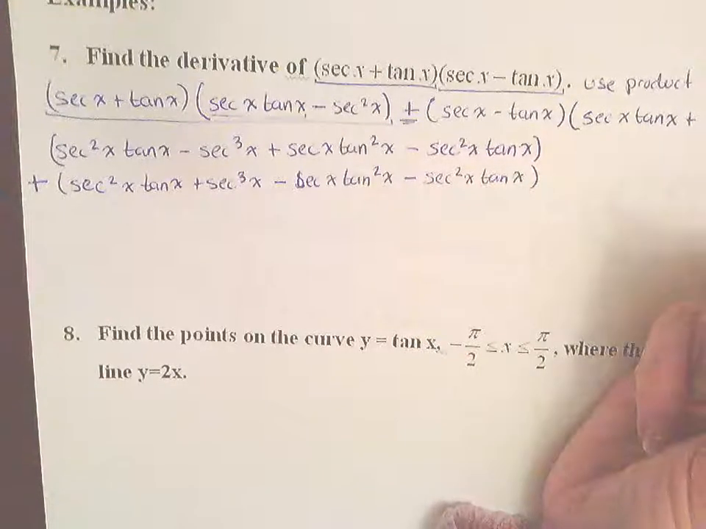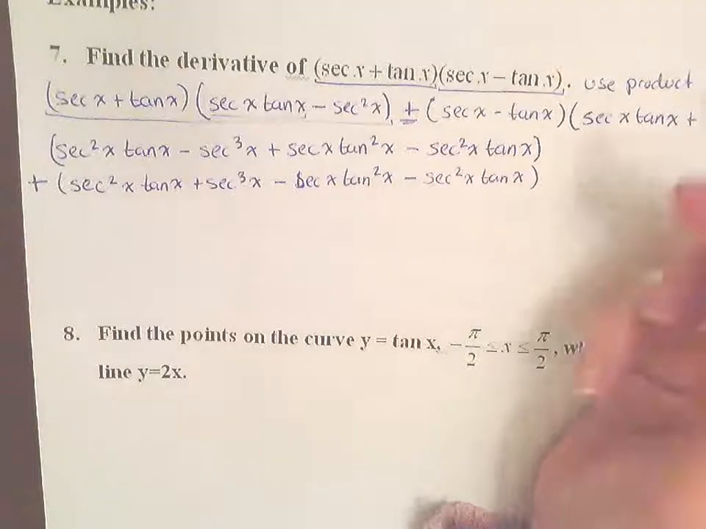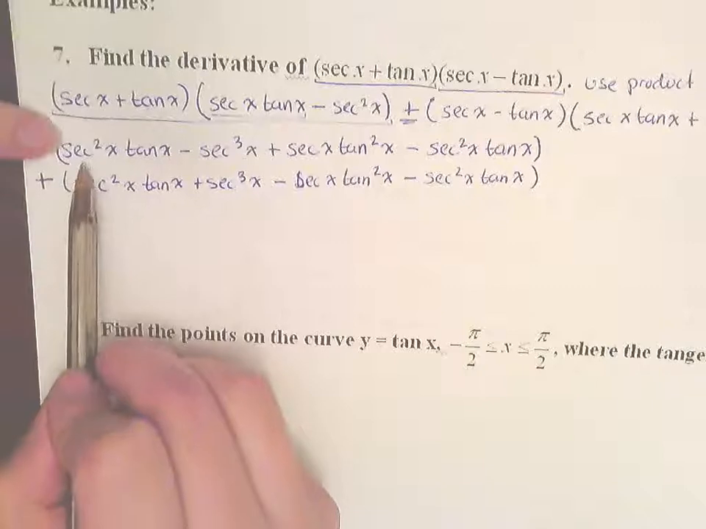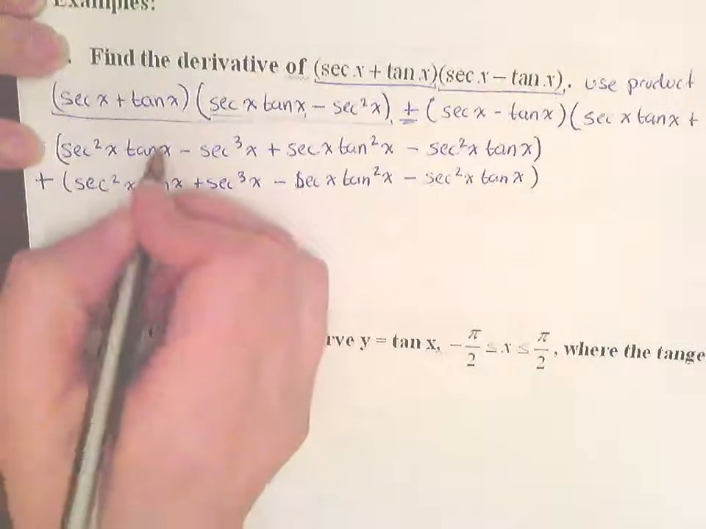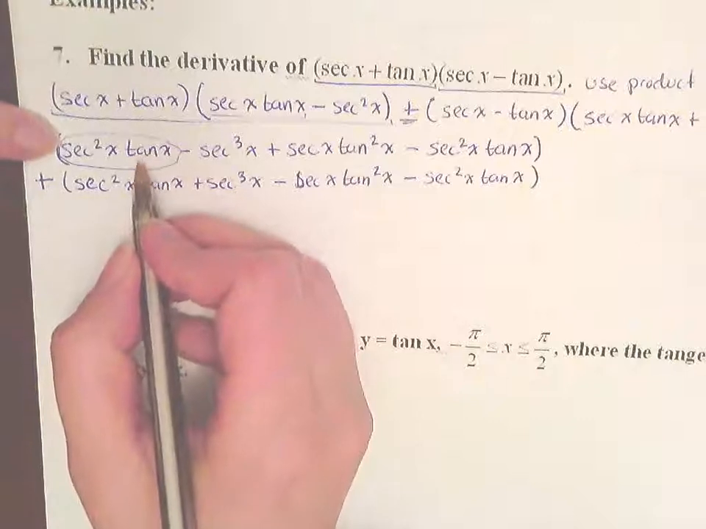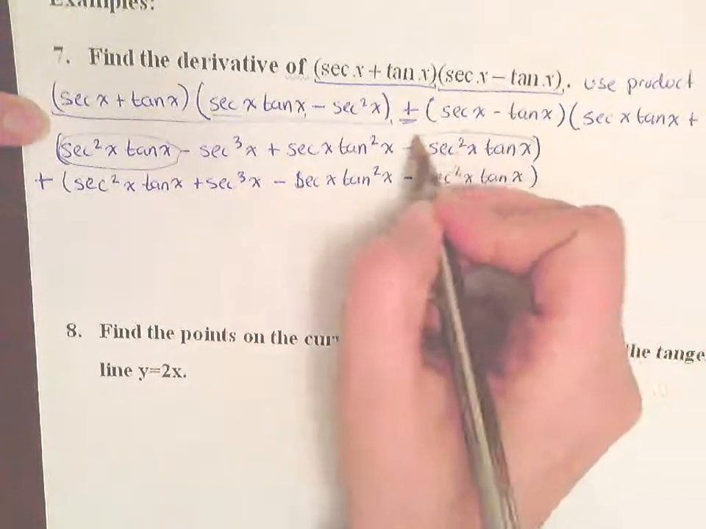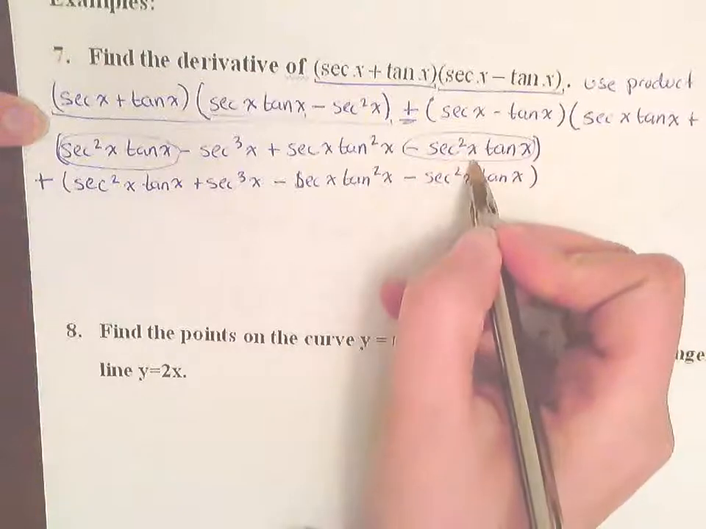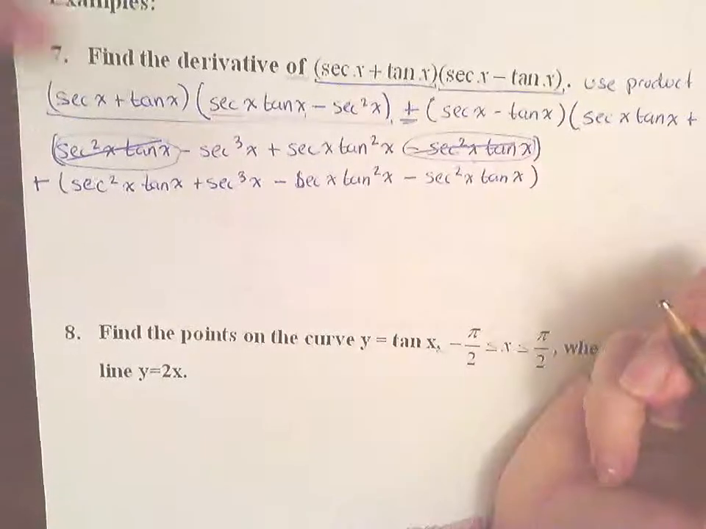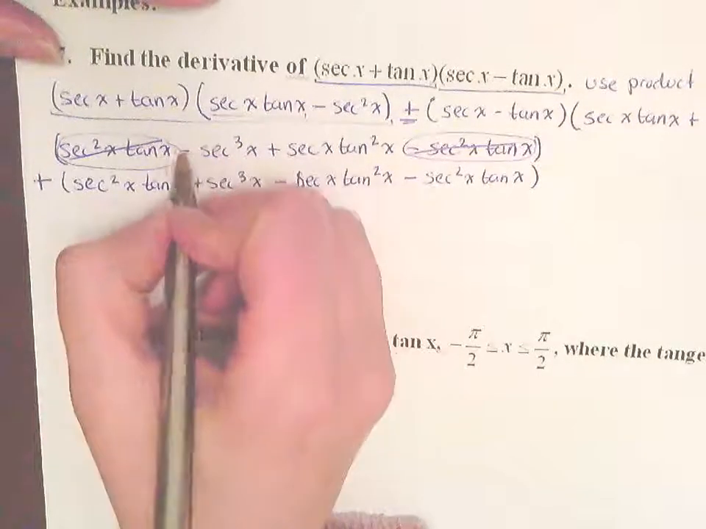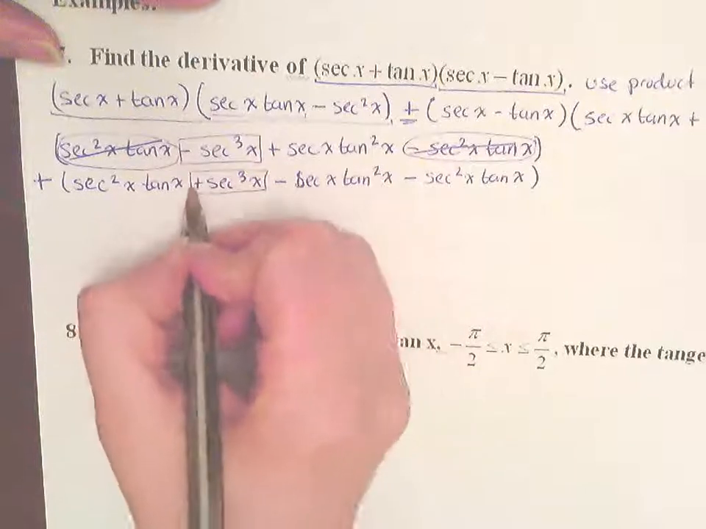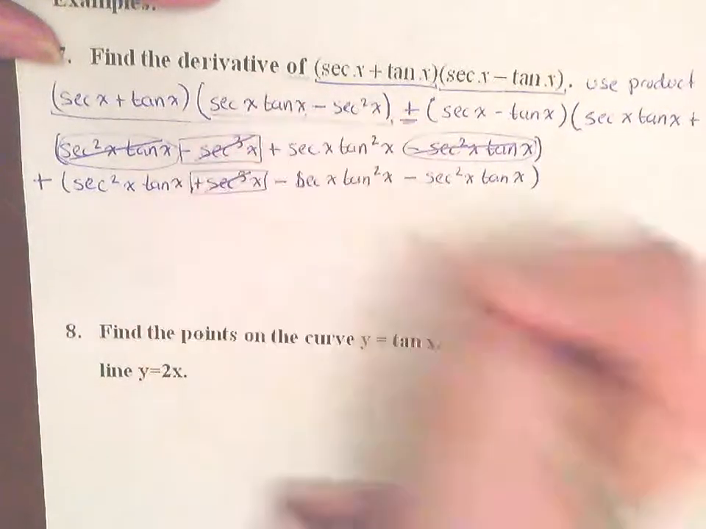Now what you notice is that you have a lot of very similar terms, so let's see what happens if we try to combine them. Here, secant squared of x tangent of x, I'm just going to lightly circle it. There's another one just like it right over here, and what do you notice? It's subtracted. So what happens to these two terms? They're gone. Next up is the secant cubed of x plus secant cubed of x. What happens to it? It's gone.